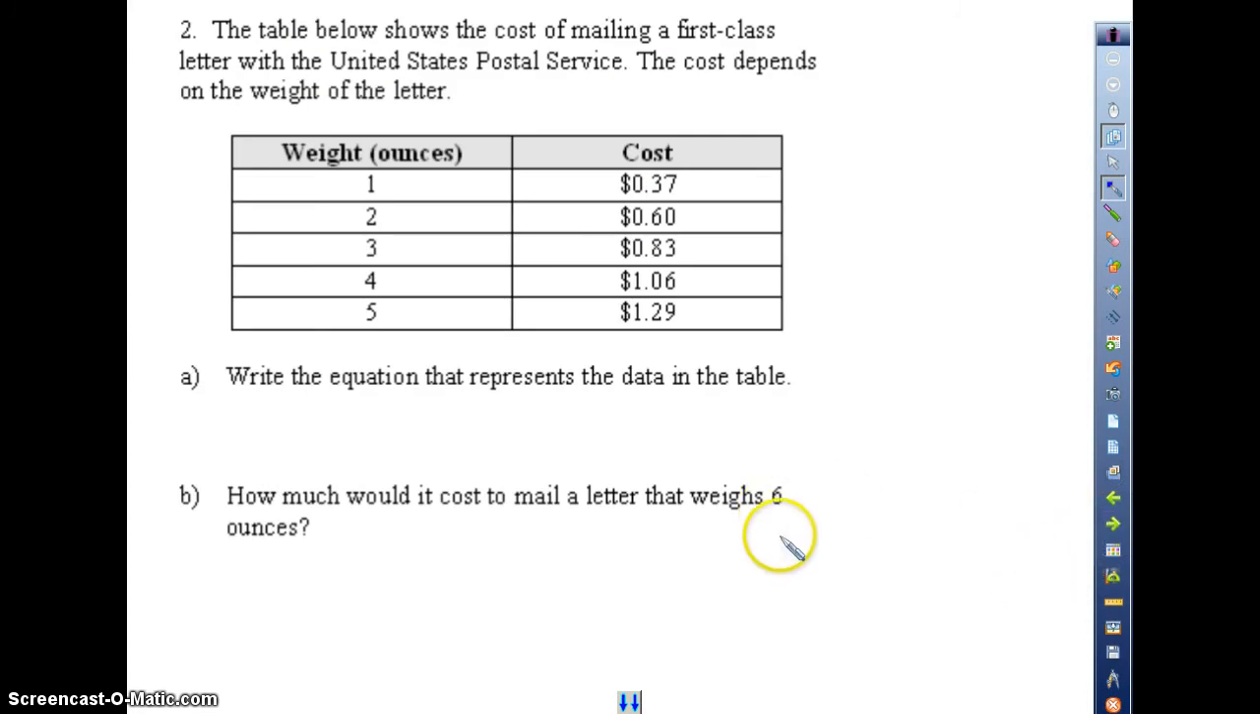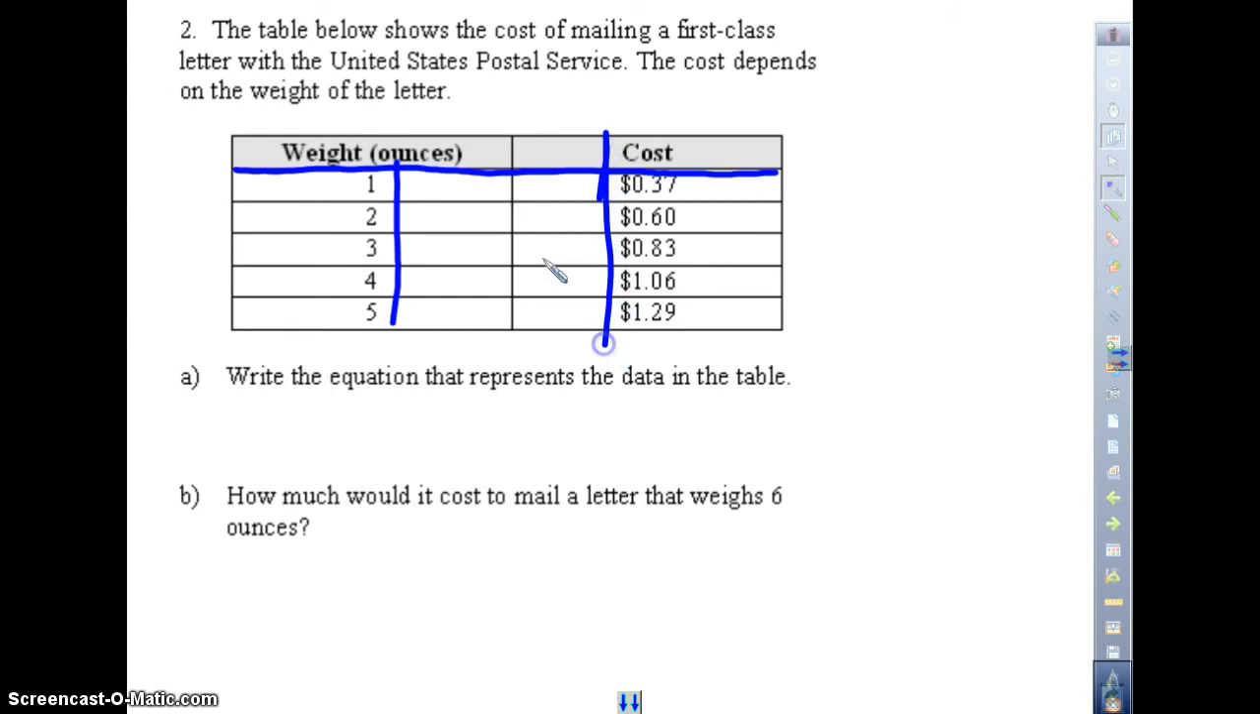The table below shows the cost for mailing a first-class letter with the United States Postal Service. The cost depends on the weight of the letter, so I have cost here and weight of the letter over here in ounces. It says write an equation that represents the data in the table. If you guys remember back to when we were writing equations, we set up a table, and we made sure in the center we had a process column, like this. And we called this side X, and we called this side Y.